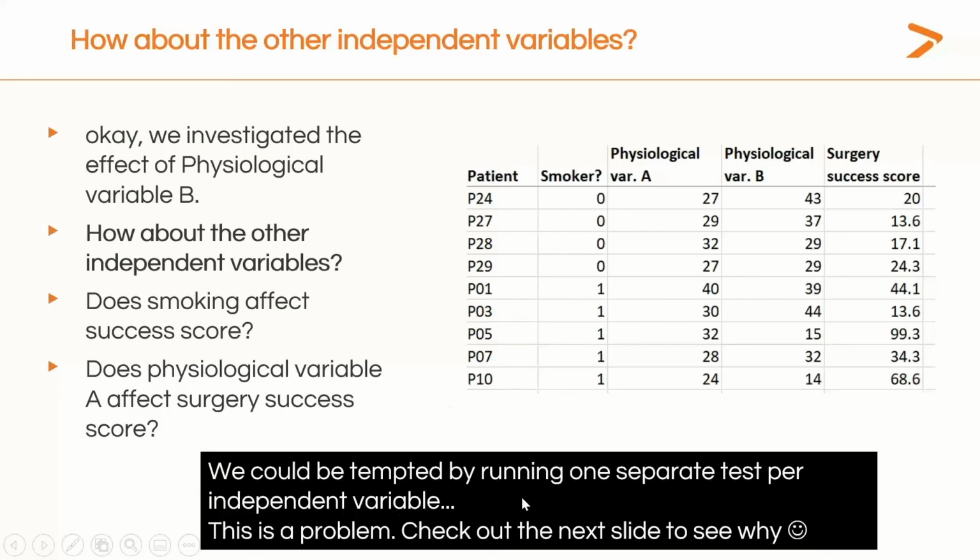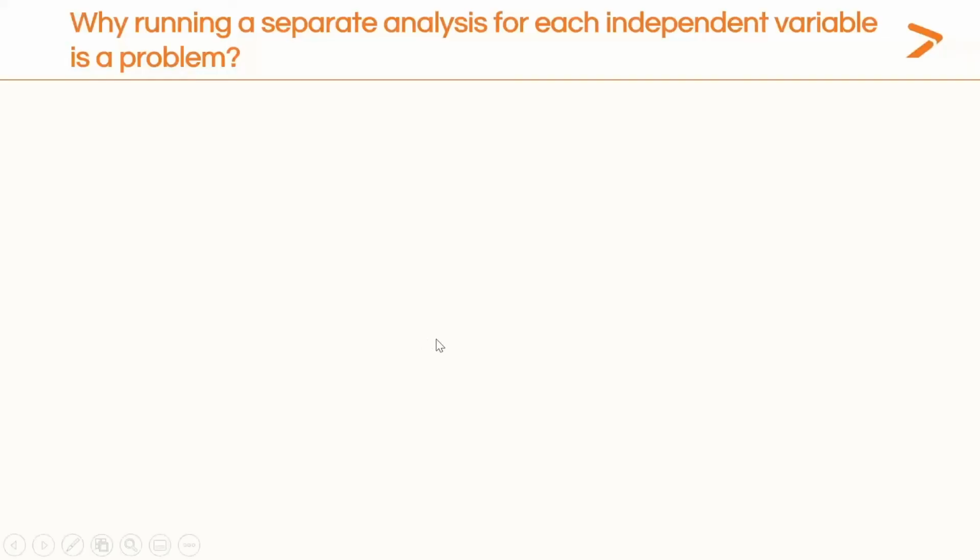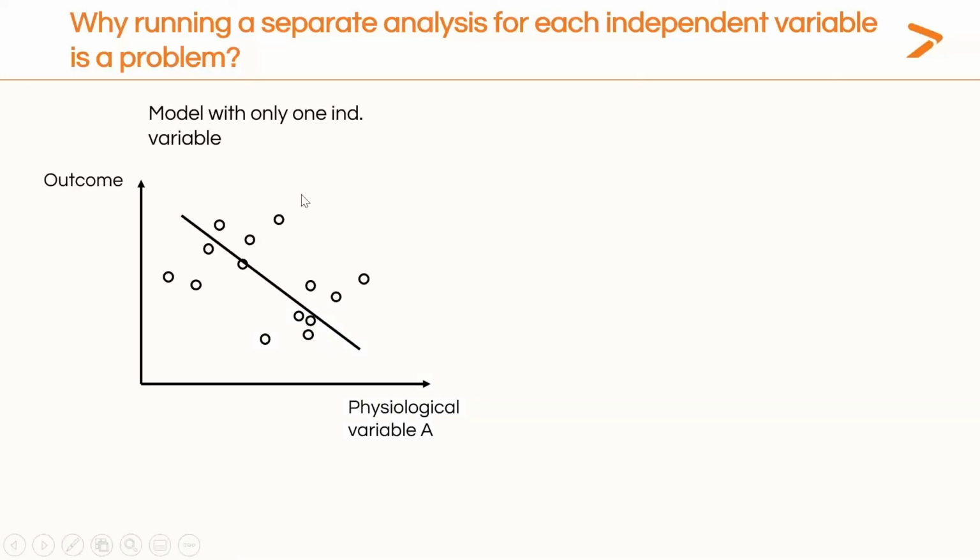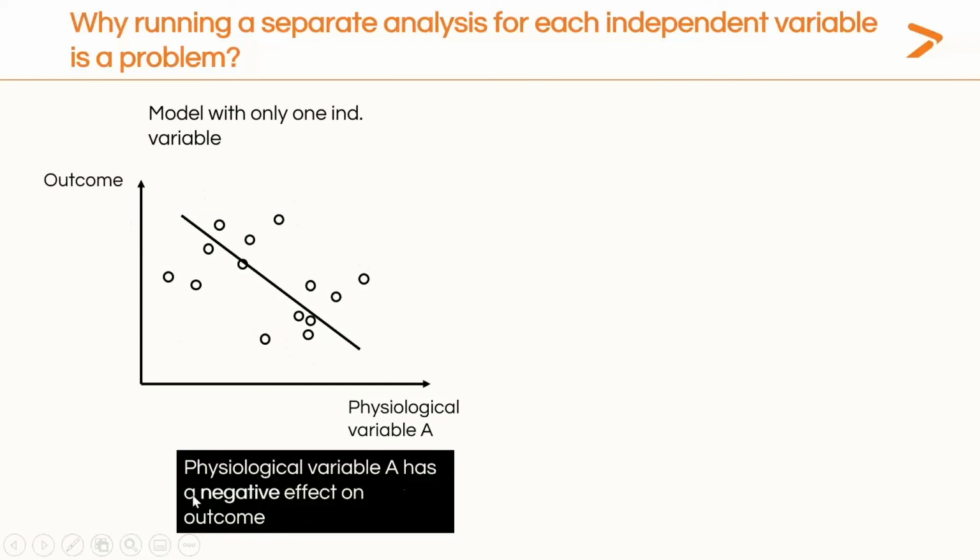But this is a problem. Why is running a separate analysis for each independent variable a problem? Well, imagine this situation. You have a model with only one independent variable. Here we are univariate. We only have one independent variable. You have the outcome here. And for instance, the physiological variable A. You can say the outcome is the surgery success rate. In this case, what can we say about this relationship? Physiological variable A has a negative effect on outcome.